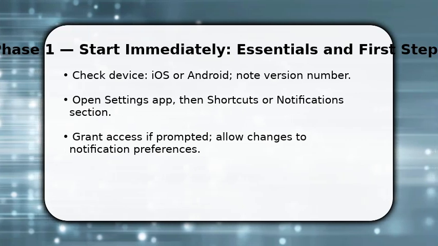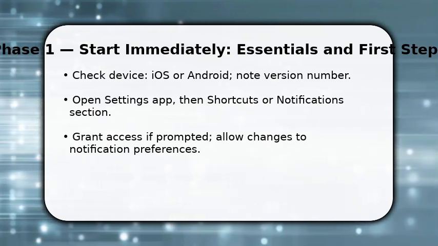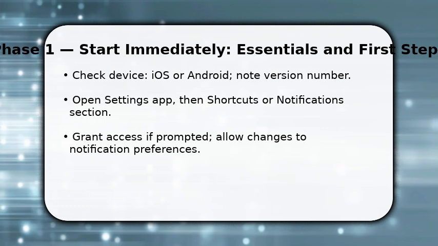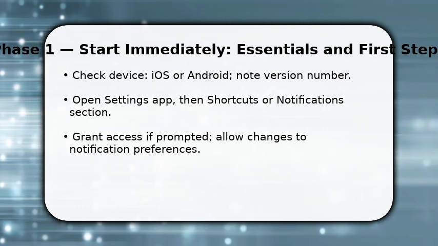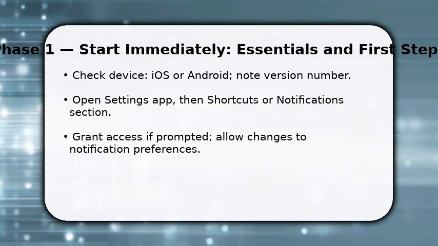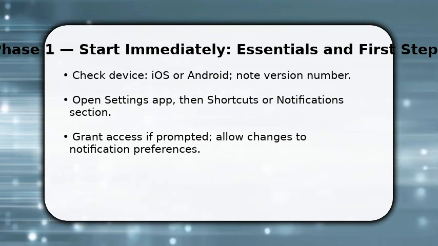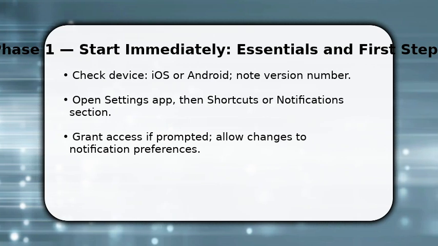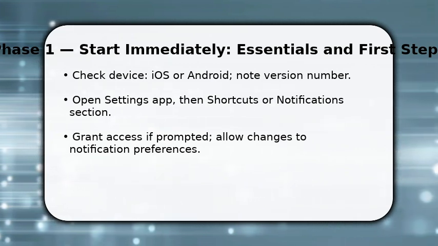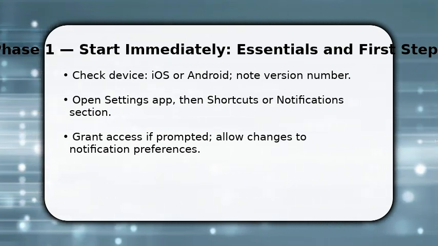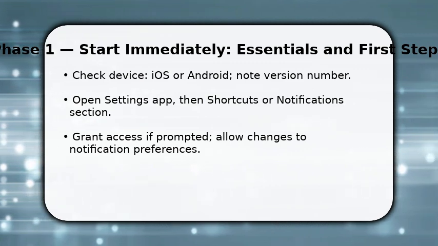You start by confirming platform and version. This matters because menus differ. Open the Settings app, then navigate to Shortcuts or Notifications, go straight to the specific app entry. If the Shortcuts app requests permission to send notifications, tap to view options, make sure you can modify them. Once done, locate the banner, then tap the notification type to reveal controls.